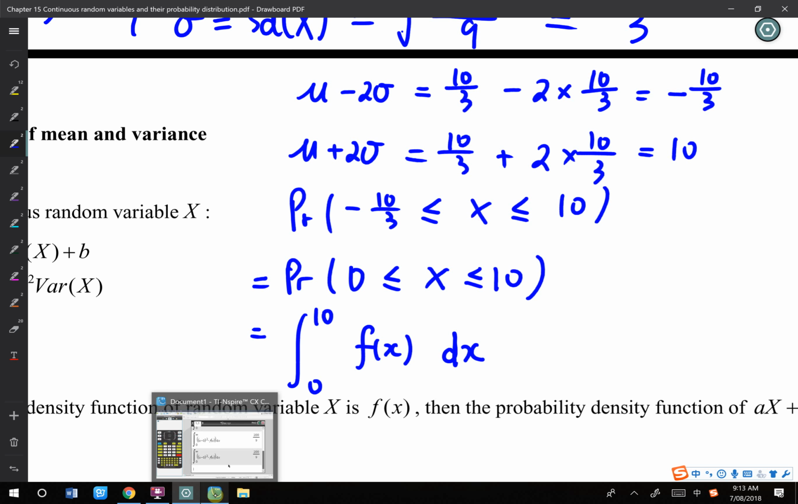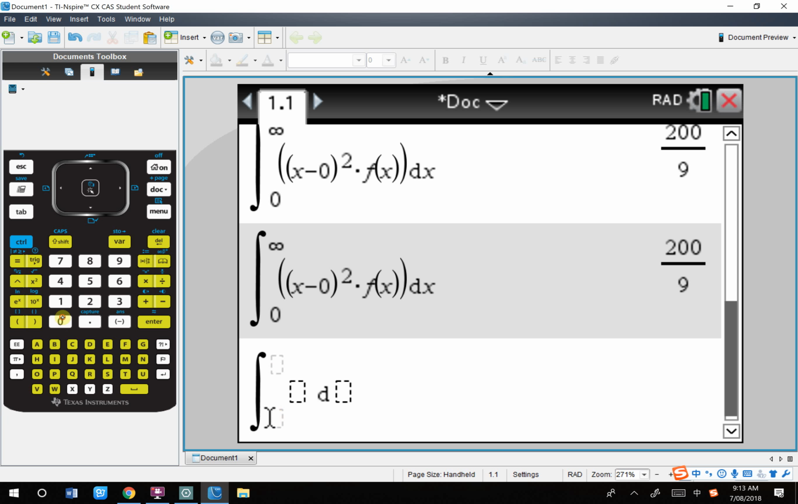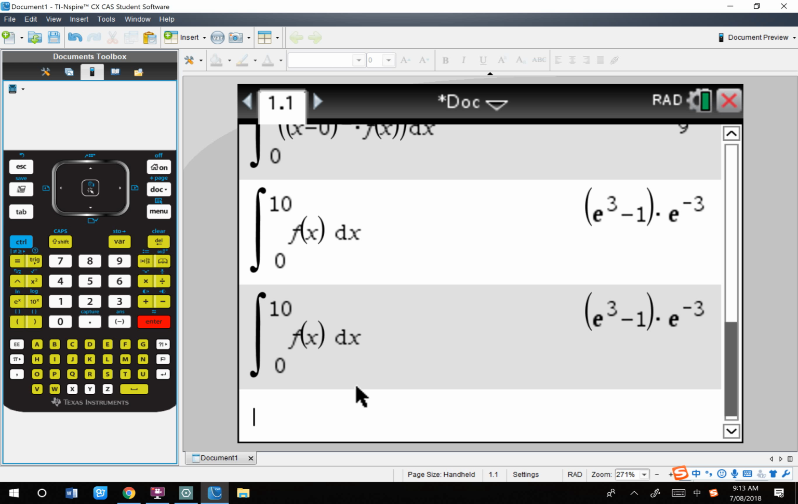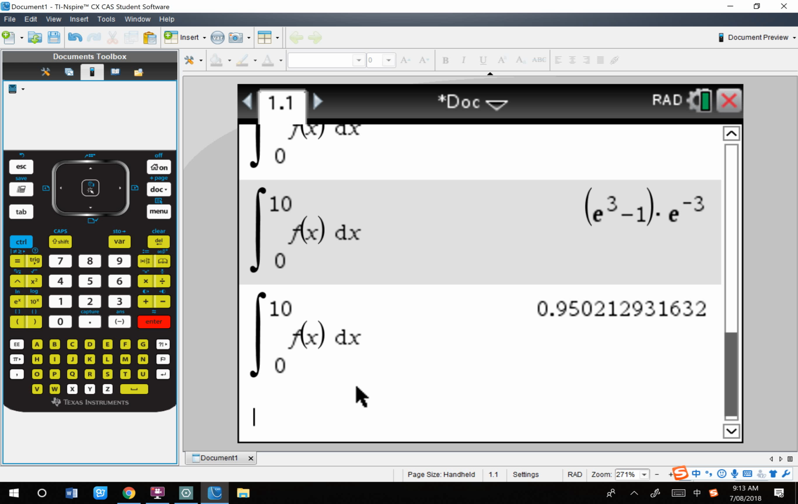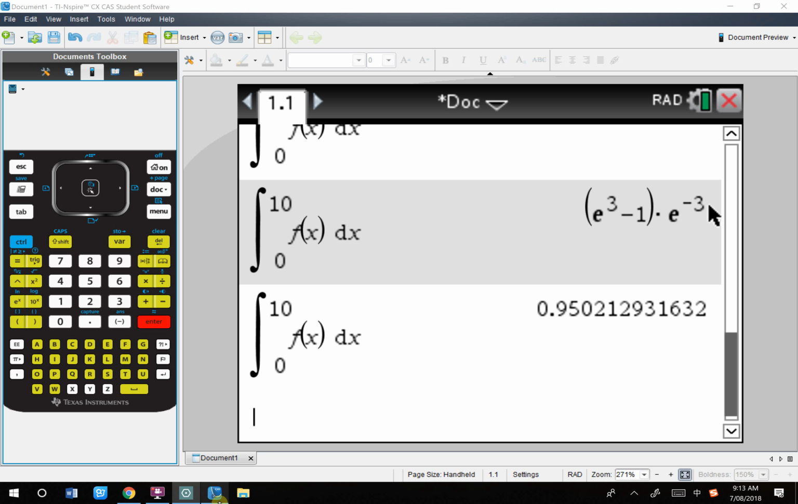Find the probability. The value is the integral from 0 to 10 of f(x). Okay, that's the probability. I can press Control Enter to see it's very close to 95%. If I expand this, it is 1 minus 1 over e to the power 3. So that equals 1 minus 1 over e to the power 3, which is approximately 0.95 if I give 2 decimals.